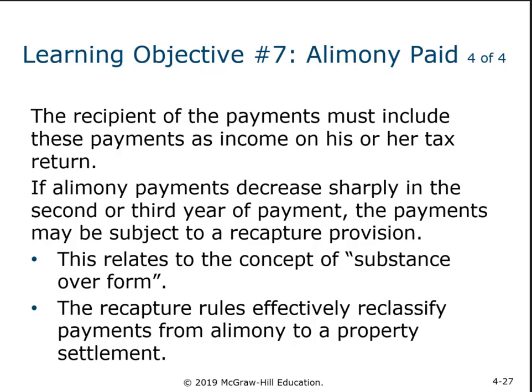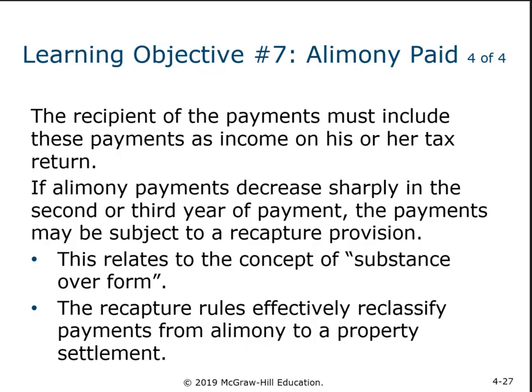If alimony payments decrease sharply, a lot, $10,000 or more, in the second or third year, the payments may be looked at as a property settlement instead of alimony, because alimony should be regular. It shouldn't be a lot and then drop off. That would seem to indicate that we're doing some type of property settlement. If it's a property settlement, it's not deductible for the payer spouse.